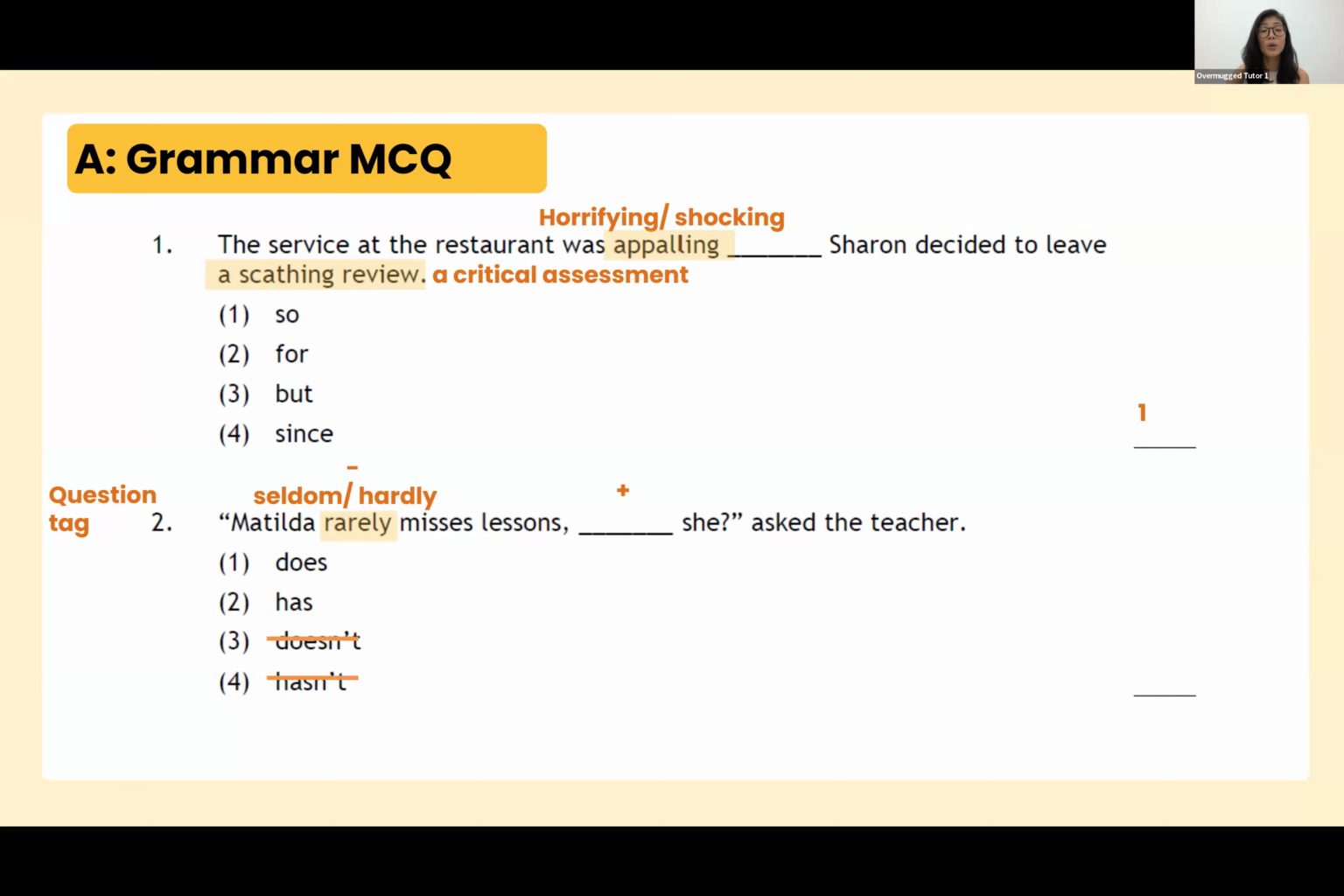So the only answer I am left with is, does she or has she? In this particular case, you could try to rephrase the question. Matilda does not miss lessons, or Matilda has not missed lessons, right? You will find that Matilda does not miss lessons. Does she? Option number 1 would make more sense.